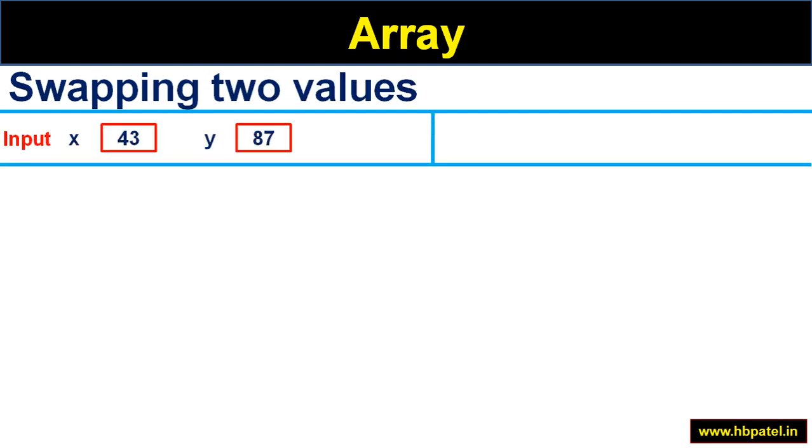So how do I swap now? For example, now I have x equal to 43 and y equal to 87. How do I swap? I cannot put directly this y into x, because the moment I put y into x, this 43 will be gone. So for that, I want a third variable.